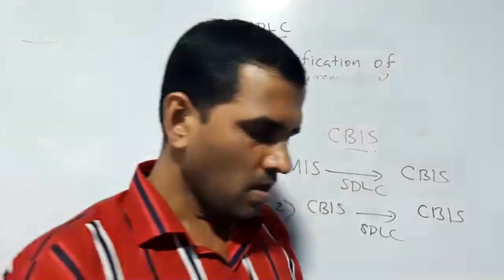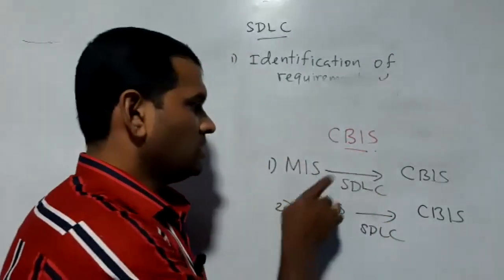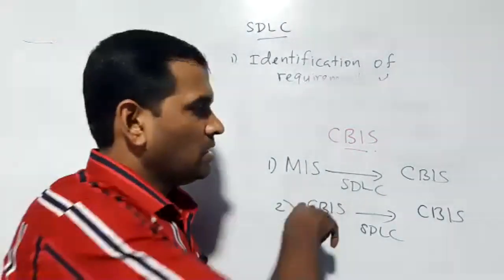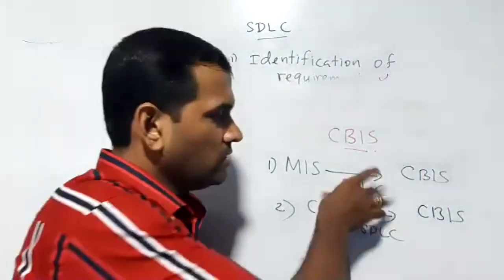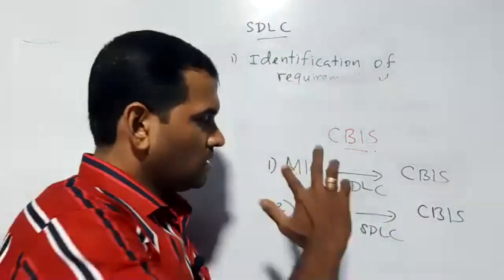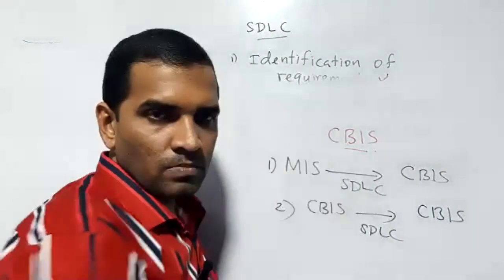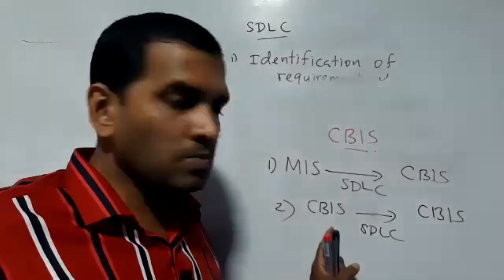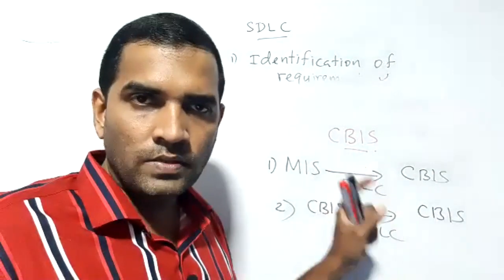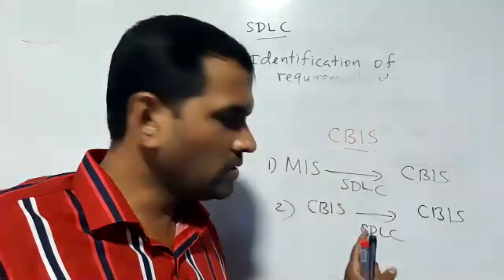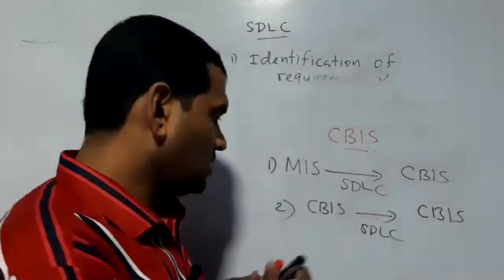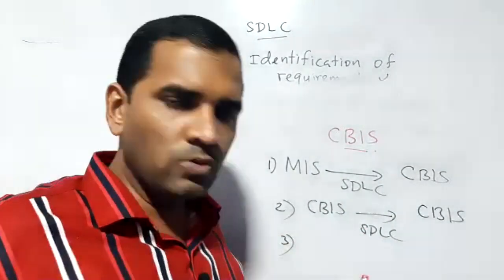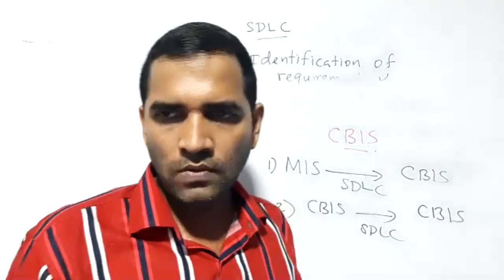Look here. In the first instance, a manual information system was there as the existing system that has to be converted to a CBIS. So we use the system development life cycle. But in the second instance, we have a computer-based information system as the current system. This needs to be modified as a well-facilitated CBIS. So we used SDLC. But the third instance could be, look here, you don't have any system now. You don't have any information system now.